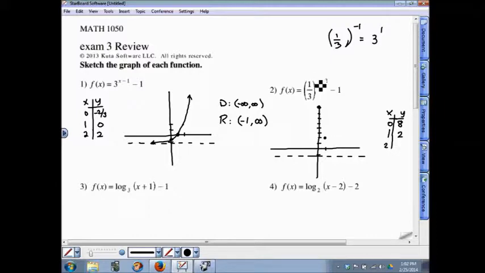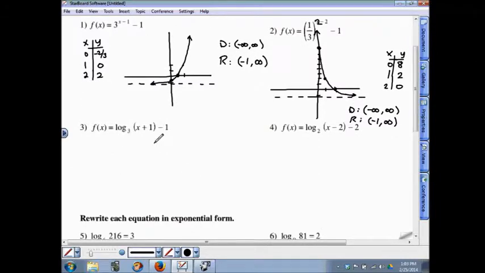1, 2. Then if we have a 2 for x, 2 minus 2 is 0. 1/3 to the 0 is 1. 1 minus 1 is 0. Even though these are both considered exponential functions, question 1 is an exponential growth function, question 2 is an exponential decay function. Here the domain is all real numbers. The range is -1 to infinity.